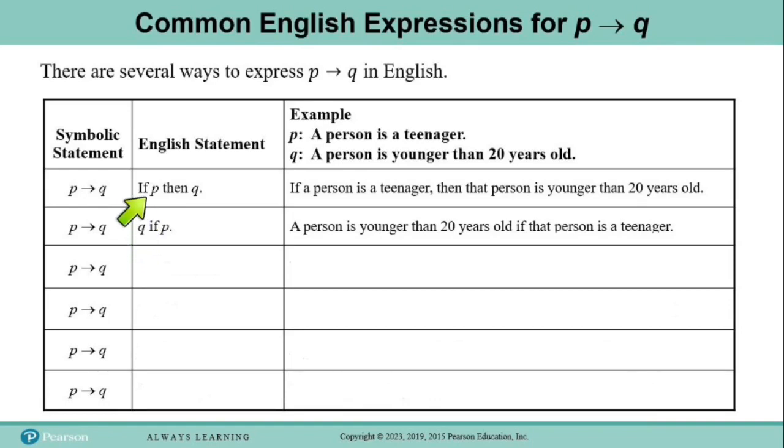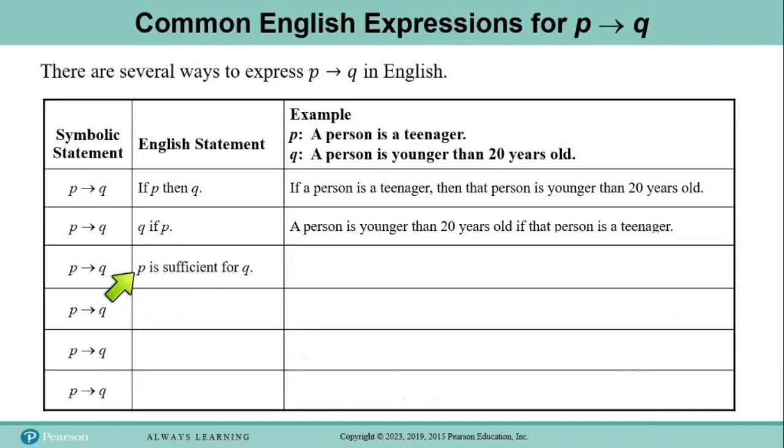It doesn't matter whether the if phrase comes at the beginning of the sentence or at the end of the sentence. Whatever follows the if is the antecedent. So that's why we can say Q if P, and it still has the same meaning. And I think when you read that in the example, you can really pick up on that, and you can see that these two sentences mean exactly the same thing.